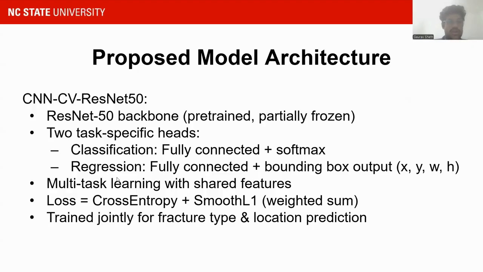So our model architecture is a CNN, and we have used the transfer learning model ResNet 50. It's pre-trained, and there are two tasks. First, classification: we need to identify if there is a fracture or not, and if there is a fracture, which class, like is it elbow, finger? We need to classify it into 7 different categories. And there is the regression, where we calculate the coordinates of the bounding box to localize where the fracture is within the X-ray image provided. We used multitask learning with cross entropy loss and smooth L1 loss, and we train it jointly with both fracture type and location prediction.